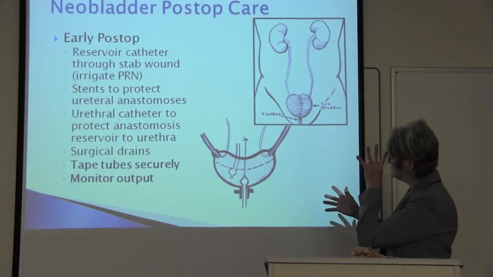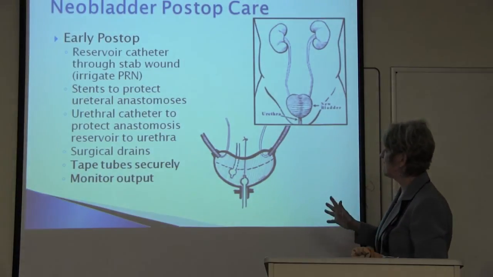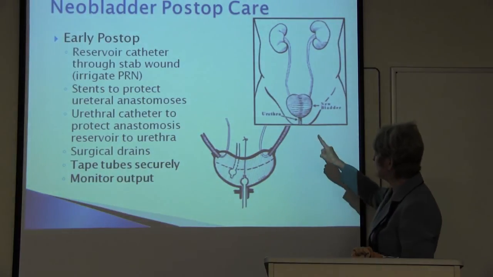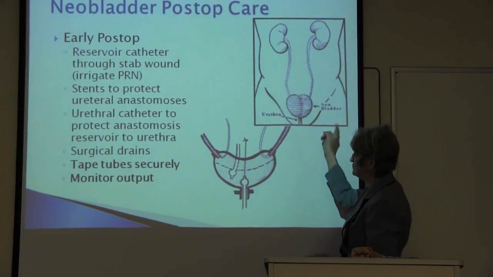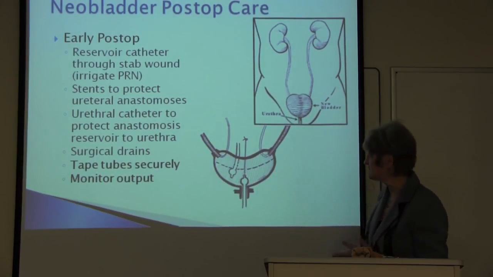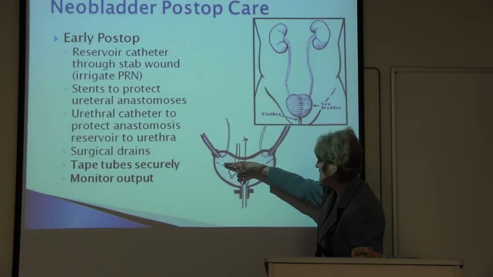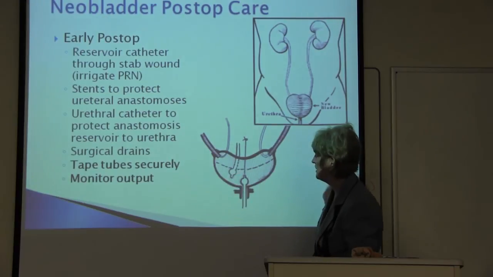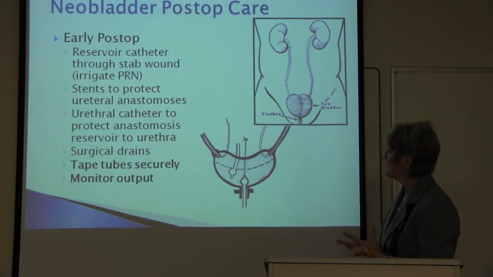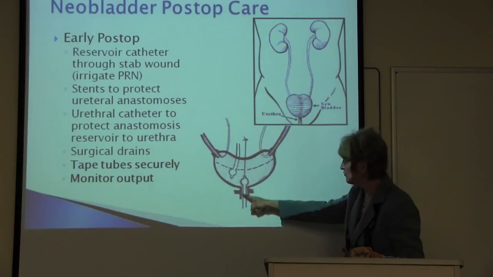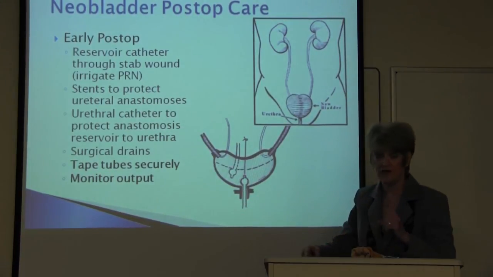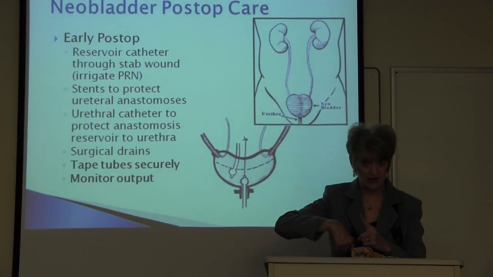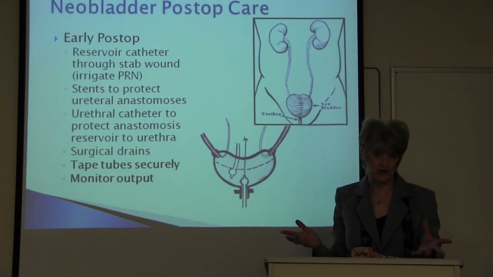But what I want you to realize is that when they come back from surgery, they're going to have multiple catheters. So they'll have a reservoir catheter that is inserted through an abdominal stab wound to keep the reservoir decompressed until it's healed. They'll have stents, always, going through the ureters and up to the kidneys. They'll have a urethral catheter because you have to support the anastomosis between the reservoir and the urethra. So they have both a Foley catheter and a reservoir catheter. And then they have the ureteral stents.